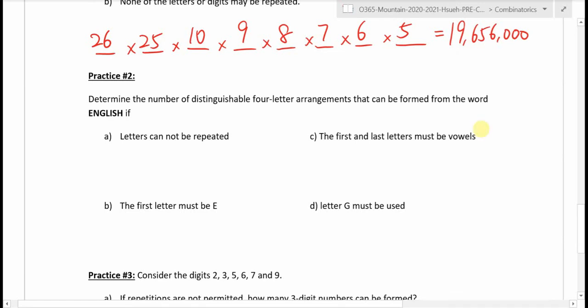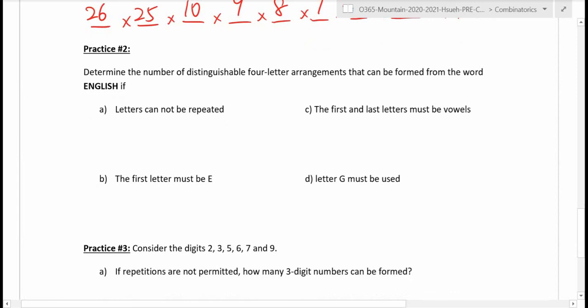Okay, so it says determine the number of distinguishable, so again, different, 4-letter arrangements, only 4, that can be formed from the word English. From the word English, there are 7 letters. Now we are only forming a 4-letter arrangement, so we only pick 4 letters out of those 7.